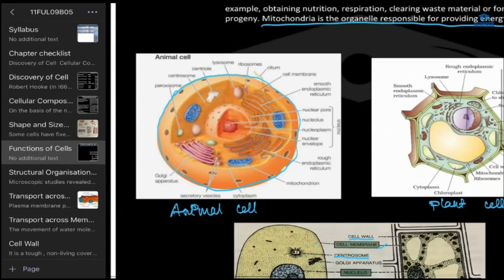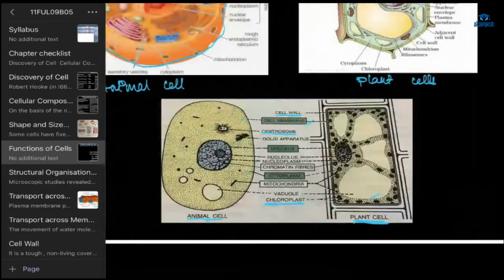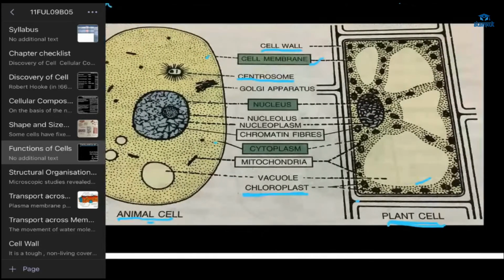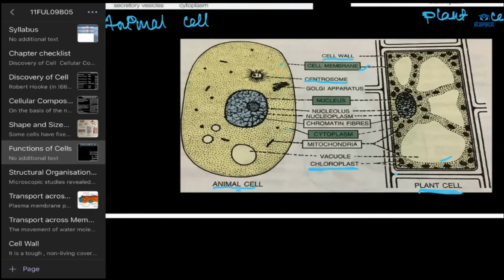This is our animal cell and this is our plant cell. Here I have shown you the plant and animal cells. The cell membrane is contained within both plant and animal cells. Nucleus, cytoplasm and mitochondria are there in both. The centrosome is only present in animal cells, and the cell wall is only present in plant cells. Chloroplasts are only present in plant cells. Yes, correct. Great. Everyone understood, right?